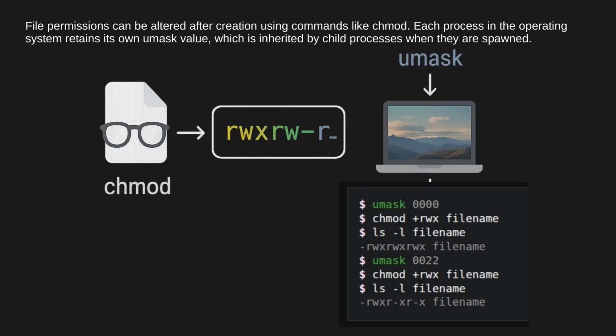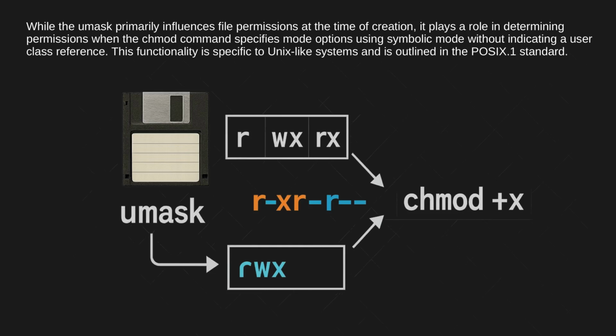File permissions can be altered after creation using commands like chmod. Each process in the operating system retains its own umask value, which is inherited by child processes when they are spawned. While the umask primarily influences file permissions at the time of creation, it plays a role in determining permissions when the chmod command specifies mode options using symbolic mode without indicating a user class reference. This functionality is specific to Unix-like systems and is outlined in the POSIX standard.